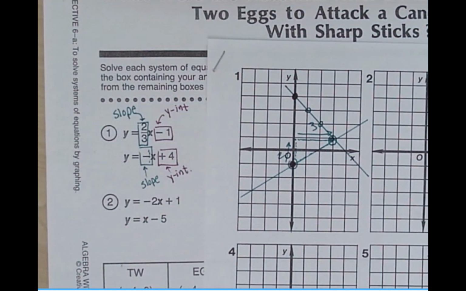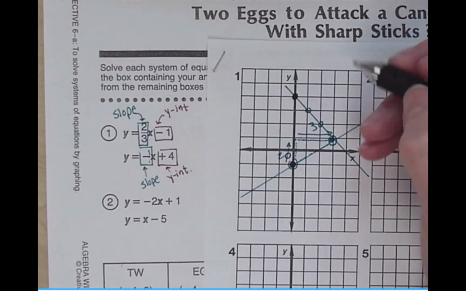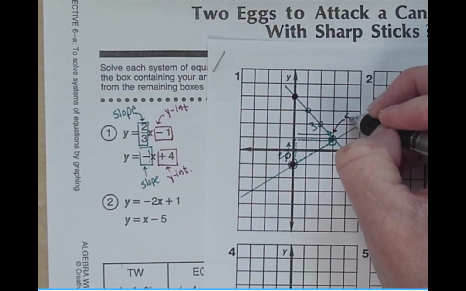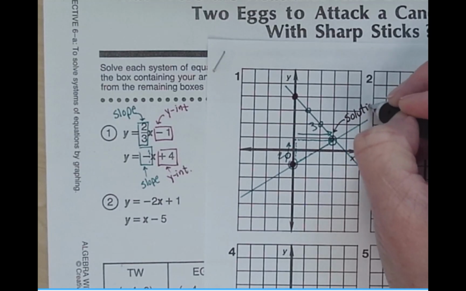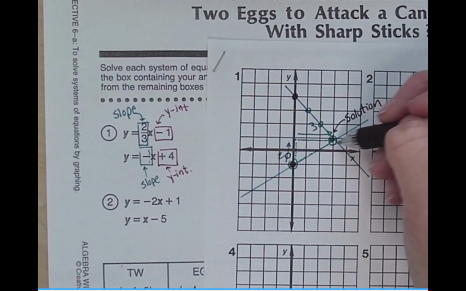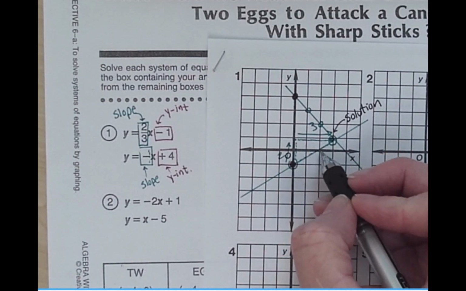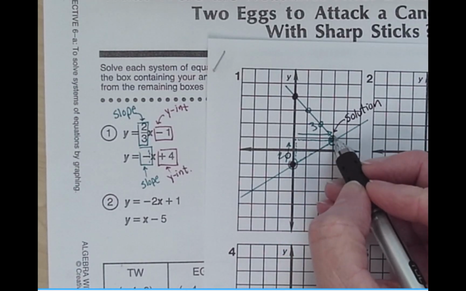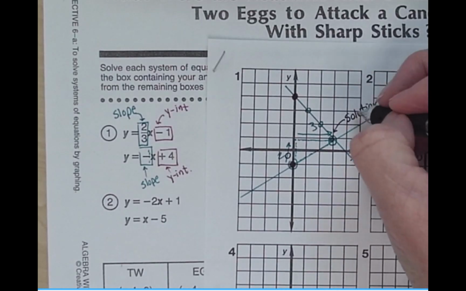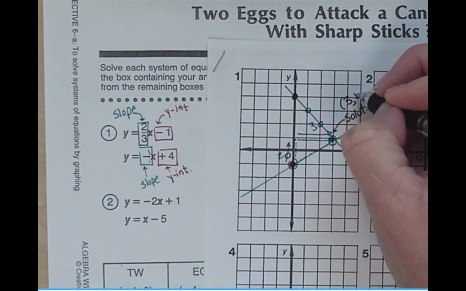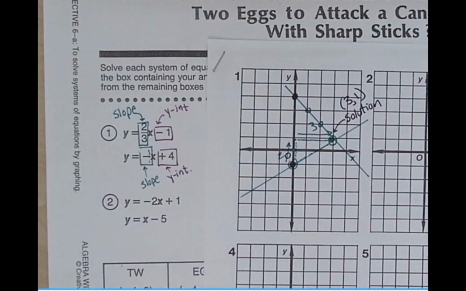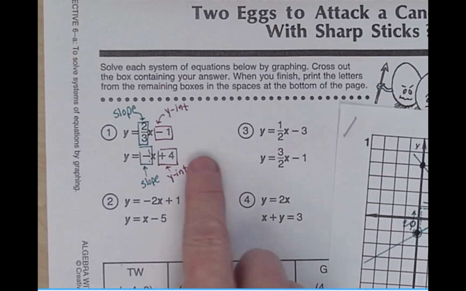And that point is the solution to the system. It's the point that both lines share. That's the point, let's see here. 1, 2, 3, 1. Those are the coordinates of the solution. So I'm just going to write that over here.